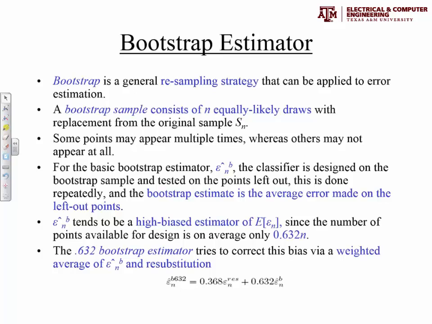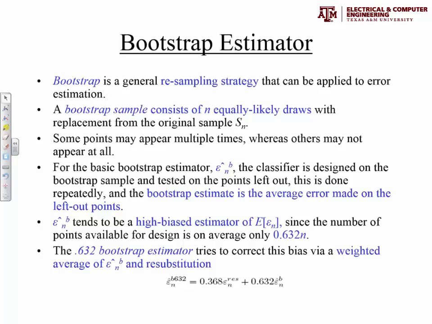So some points might appear multiple times in what you draw, whereas others may not appear at all. Now for the basic bootstrap estimator, which is denoted by epsilon hat n D, the classifier is designed on the bootstrap sample, that means the sample that you drew, and tested on points that are left out. This is done repeatedly, and the bootstrap estimate is the average error made on the left out points. Now epsilon hat n D tends to be a high bias estimator of the expected value of epsilon n, since the number of points available for design is on average only 0.632n.